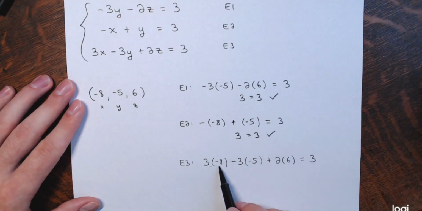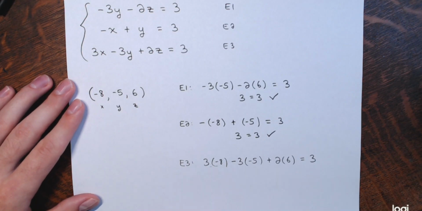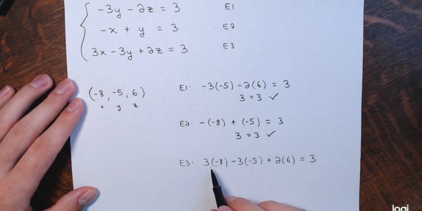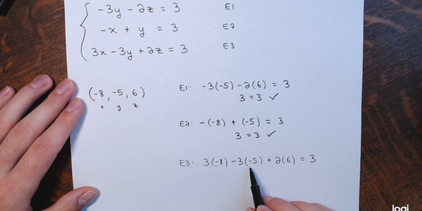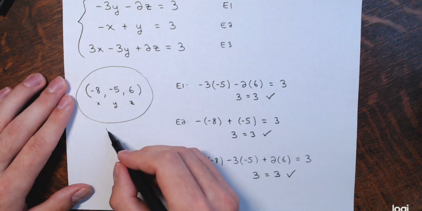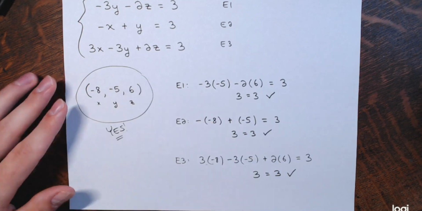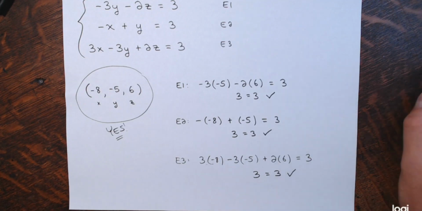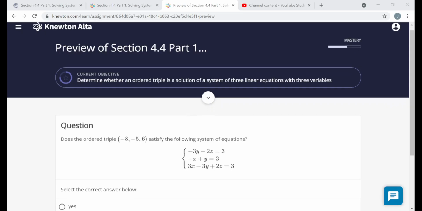This is -24 plus 15. That would be -9. Then plus 12. Oh, nope, that would be 3. I'm sorry. That is 3. So yeah, -24 plus 15 would be -9. Plus 12 would be +3. Yeah, so this is 3 equals 3. This also works. Great, so the answer to their question is yes, right? This is indeed a solution of that system. Satisfies all the equations.